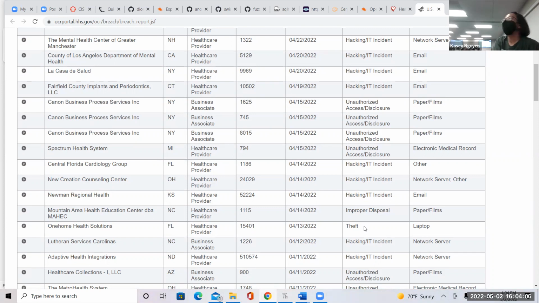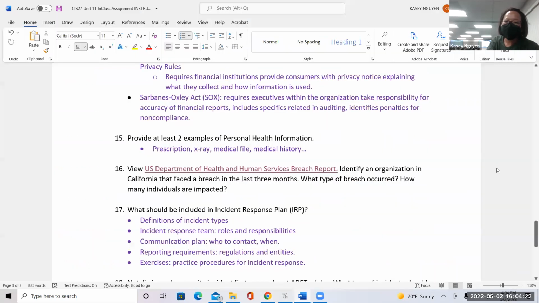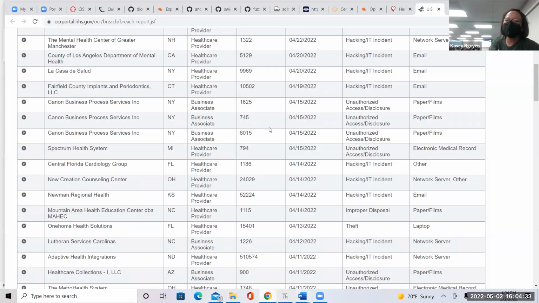So stuff like that. By law, they have to document this. If I own a healthcare business, let's say a dental place, and something happens to my system, I have to report it. All right, so pick one, and I want you to answer this question. What type of breach happened? How many individuals are impacted? It tells you here, thousands.